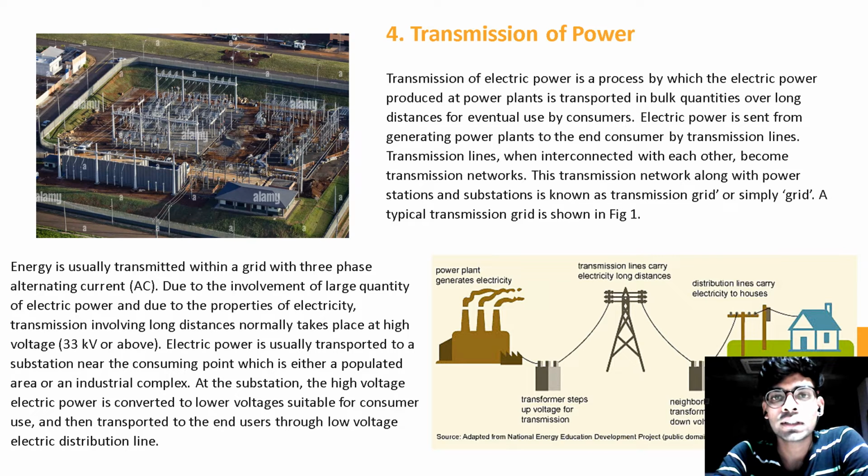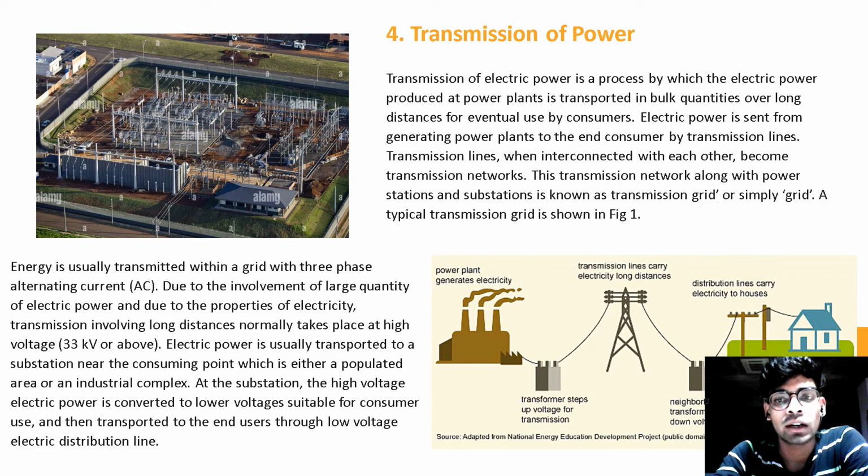Now, stage 4 is the transmission of power. Transmission of electric power is a process by which the electric power produced at power plants is transported in bulk quantities over long distance for eventual use by consumers. Electric power is sent from generating power plants to the end consumers by transmission lines.